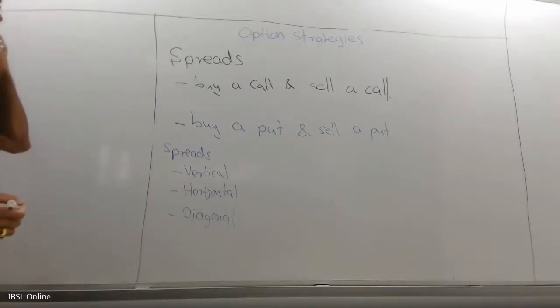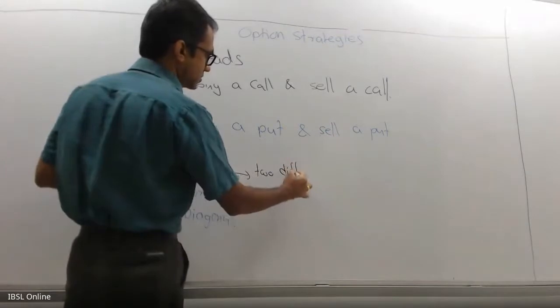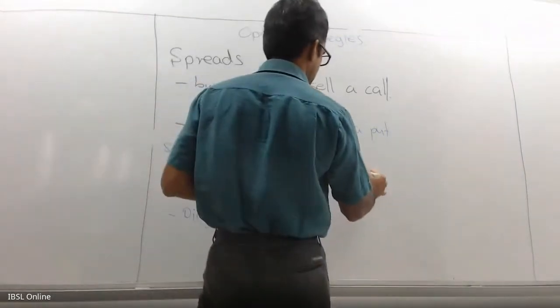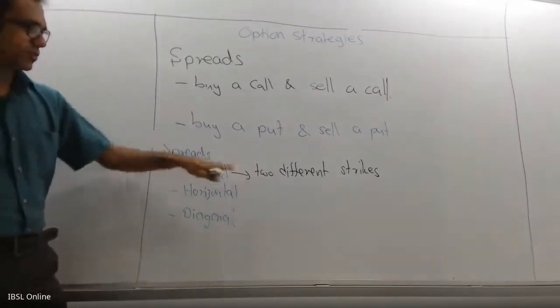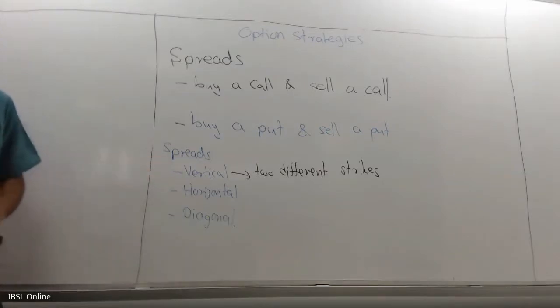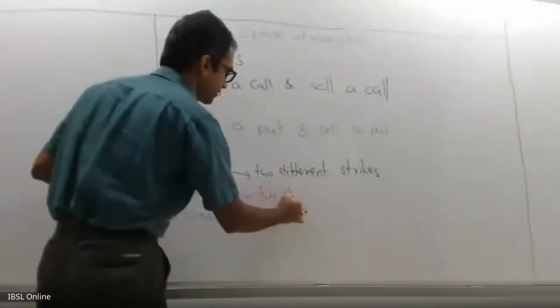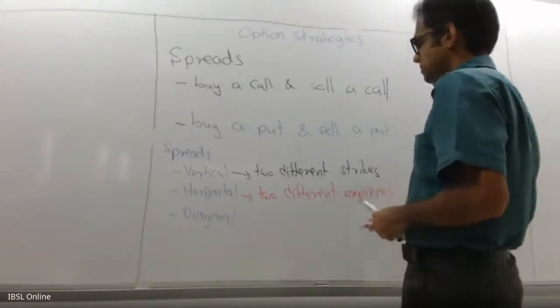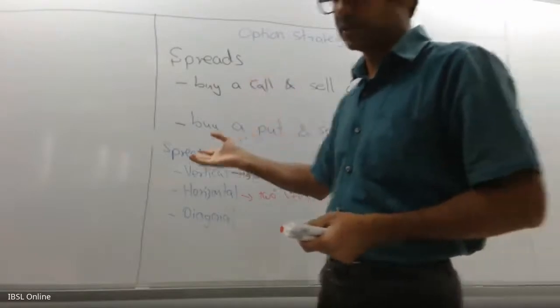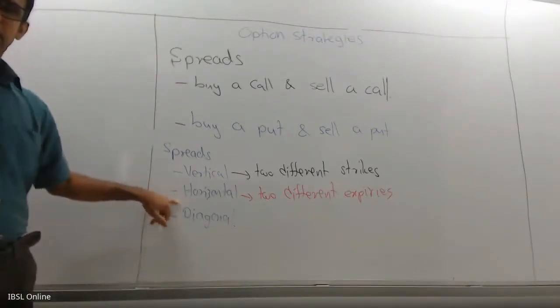So if you buy a call and sell a call at two different strikes, then it is a vertical spread. You buy a put and sell a put with two different strikes, still it's a vertical spread. In a horizontal spread, you do it for two different expiries. That means you buy a put option with 1 month maturity and you sell a put option with 2 months maturity. Then it would be a horizontal spread.